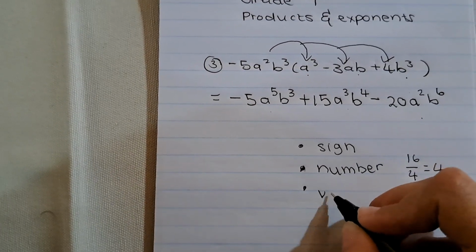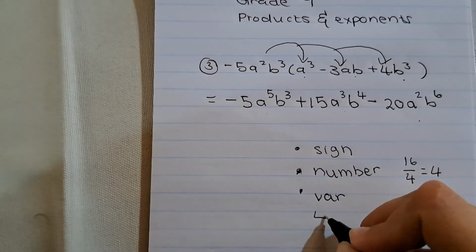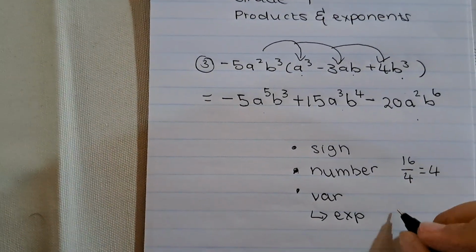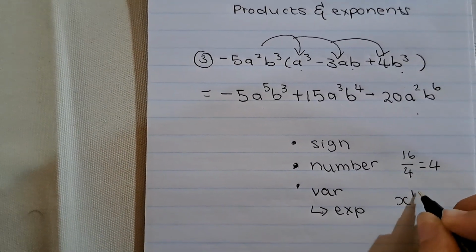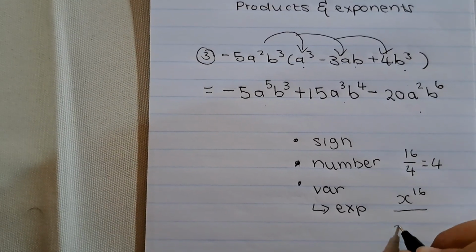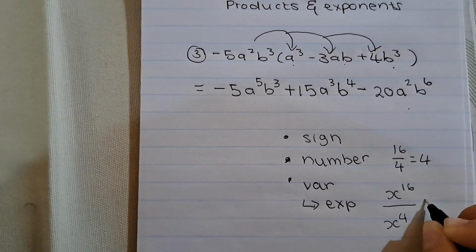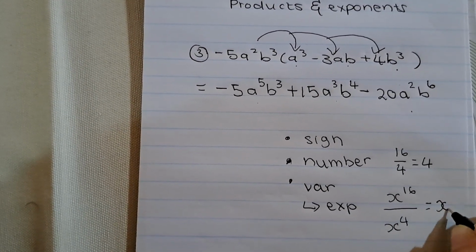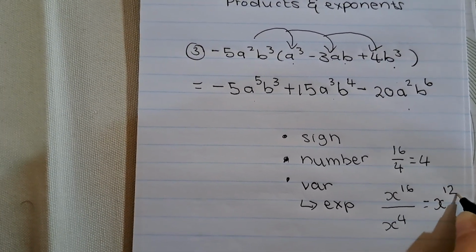Then the last one is your variables. Here you are going to be doing your laws of exponents. So if I said x to the power of 16 divided by x to the power of 4, I subtract the exponents. This will give me x to the power of 12.